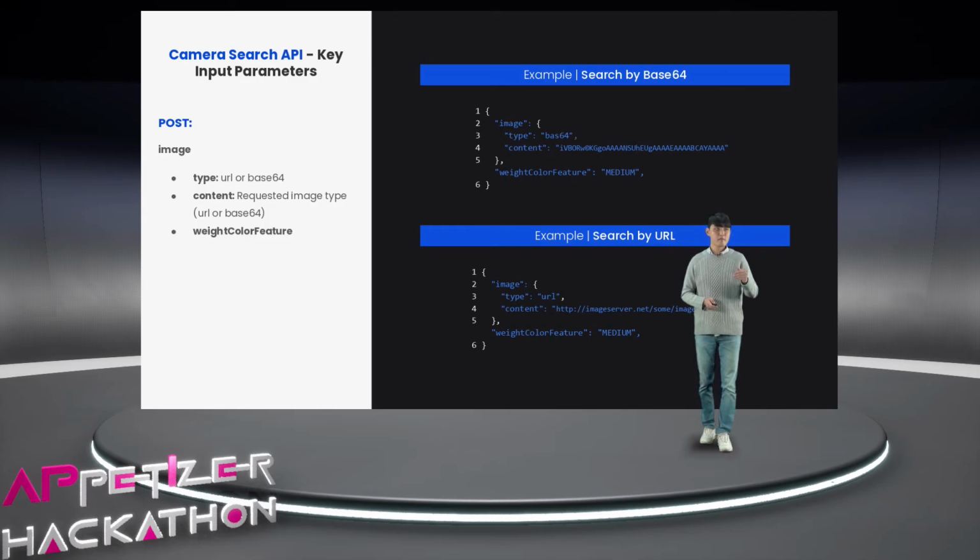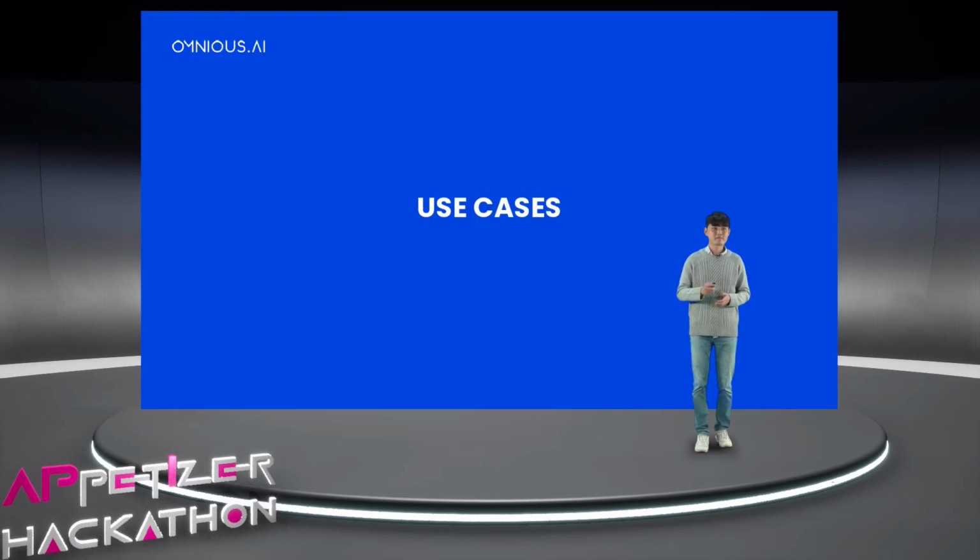Now, these are the key input parameters to the camera search API, which is the image, which contains the image information. Inside the image, there's type, which is URL or base64. And depending on what you put in for the type, the content value changes. If you put in URL for the image type, you put in the image URL. And if you put in base64, you put in the base64 encoded string. And weight color feature is similar to the recommendation API's input.